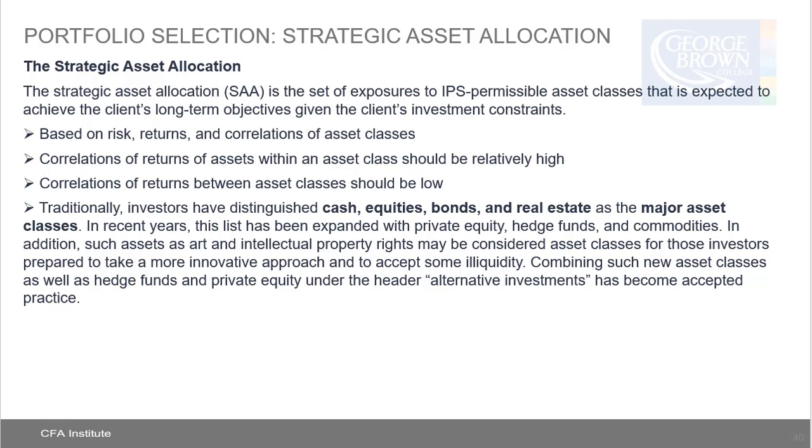So there's a very good CFA article about investments of passion. It's becoming more common that people are investing in wine, stamps, art, jewelry, guitars, etc. These are also assets. They're also investments, but they're in a category of investments of passion, okay? So combining such new asset classes as well as hedge funds and private equity under the header alternative investments has become accepted practice. And indeed, we have had a chapter on alternative investments.